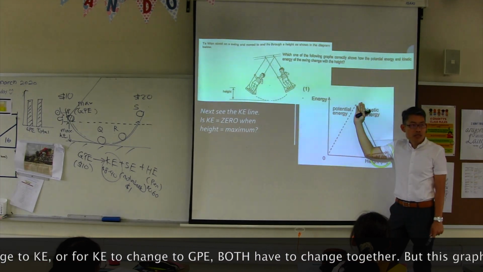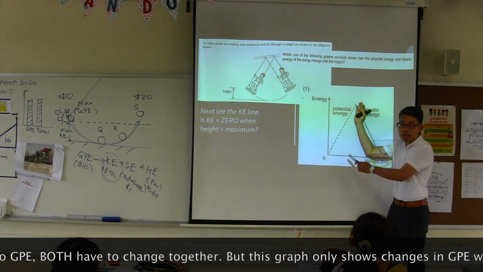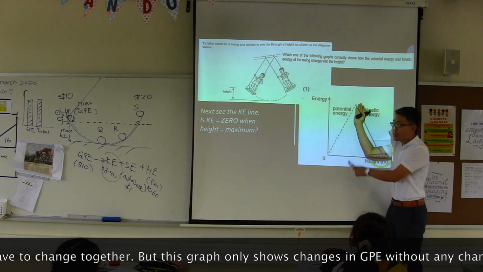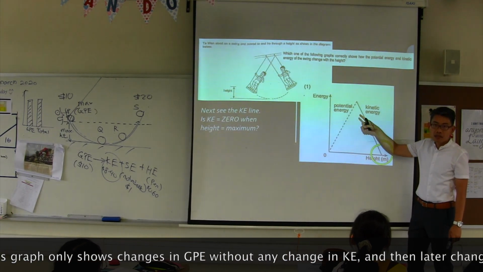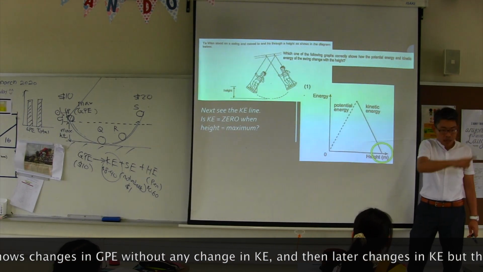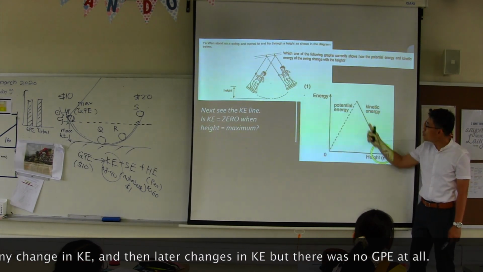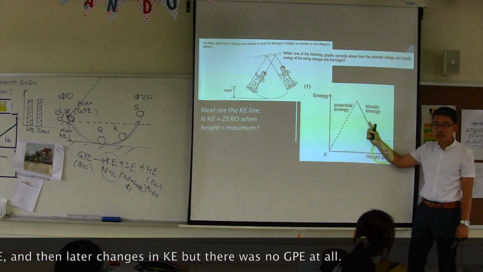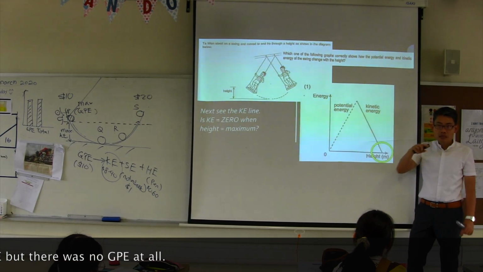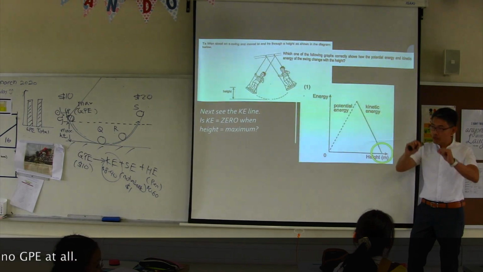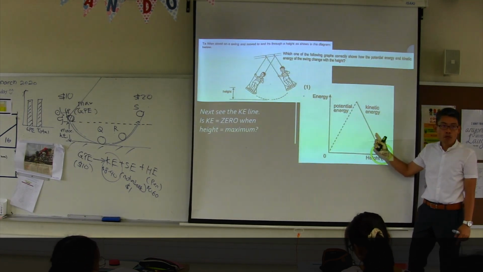How come? It's so strange. There should also be KE there. His body is moving up, down, up, down. How come there is no GPE here? There's only KE. Remember the skate park just now? Separate this, the GPE and KE. As long as it's moving, there should be both at the same time.